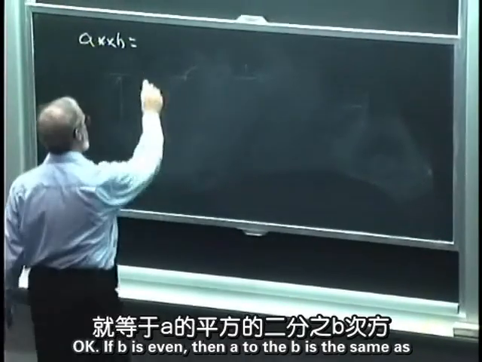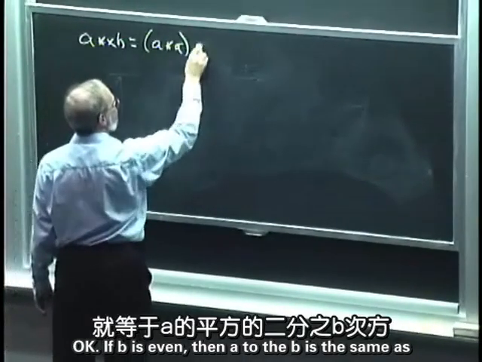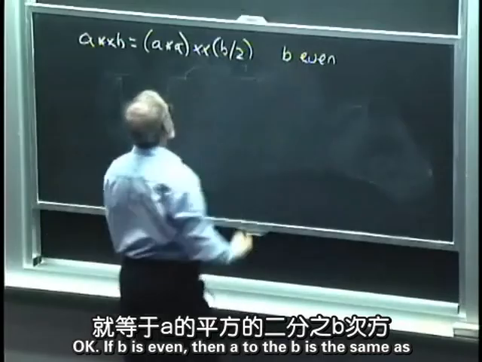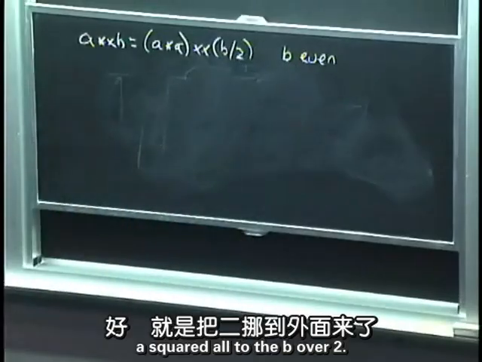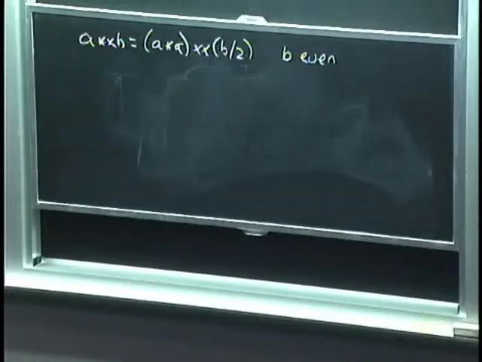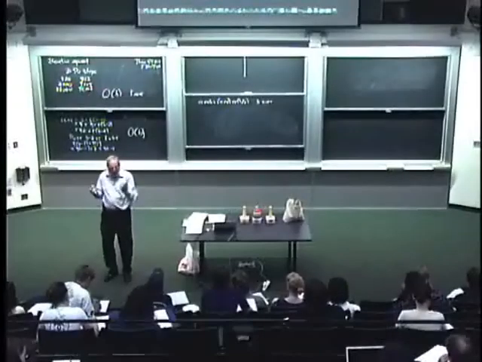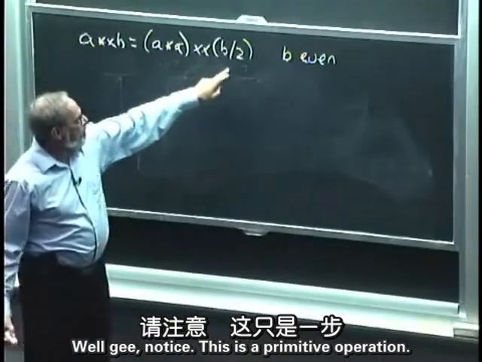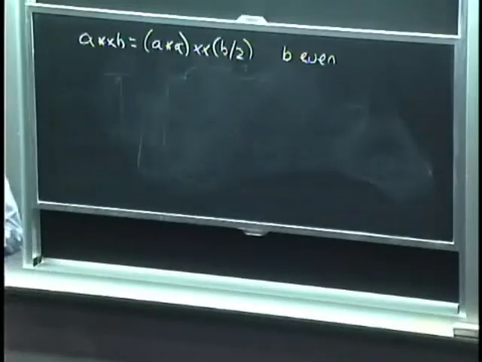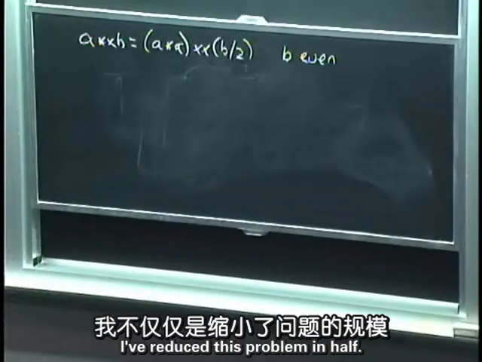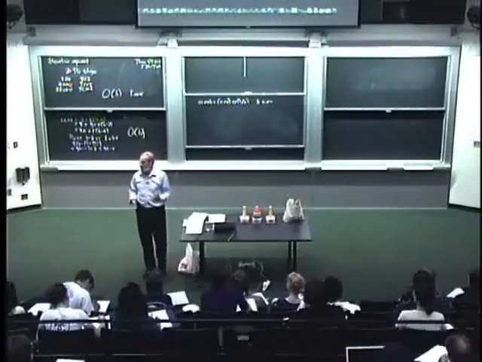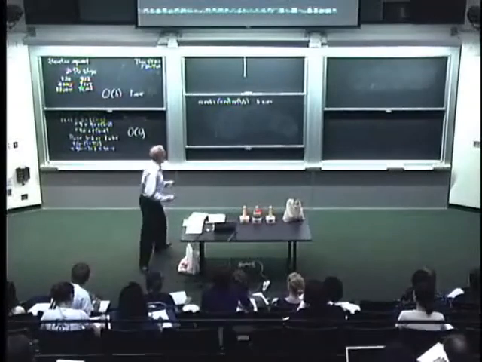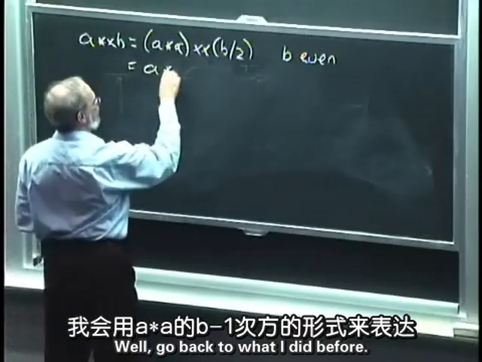Okay, if b is even, then a to the b is the same as a squared all to the b over 2. Right? Just move the 2's around. It's the same thing. And you say, okay, so what? Well, gee, notice. This is a primitive operation. That's a primitive operation. But in one step, I reduced this problem in half. I didn't just make it 1 smaller. I made it a half smaller. That's a nice deal. Okay, but I'm not always going to have b even. If b is odd, what do I do? Well, go back to what I did before.